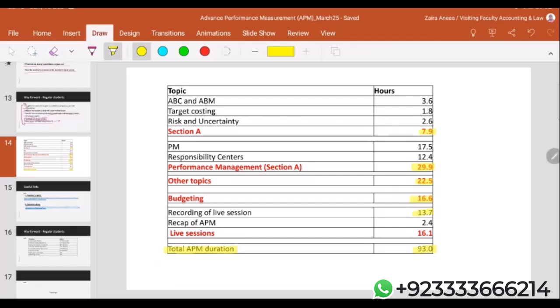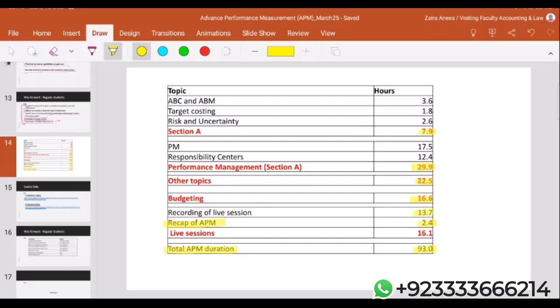LMS. Recap of APM paper. This is something which I have recently developed. Basically, this is a recording of a webinar where a student specifically asked me to do a complete recap of the APM paper. We did it in around 2 hours and 15 minutes. That's something which I generally give to a student, and I ask them, when you are approaching the final paper, to listen to that webinar because that will help you to recall the whole APM paper.